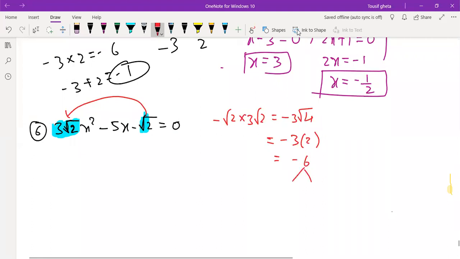You got it. So now we need to think of a table again. And the table, whatever numbers you take, should give you minus 5 if you add or subtract. So like the previous one, same table: 6 ones are 6, minus 6 plus 1 is minus 5. Same table, yeah, correct, Krishnaj. So 3 root 2 x square minus 6x plus 1x minus root 2 equals 0.